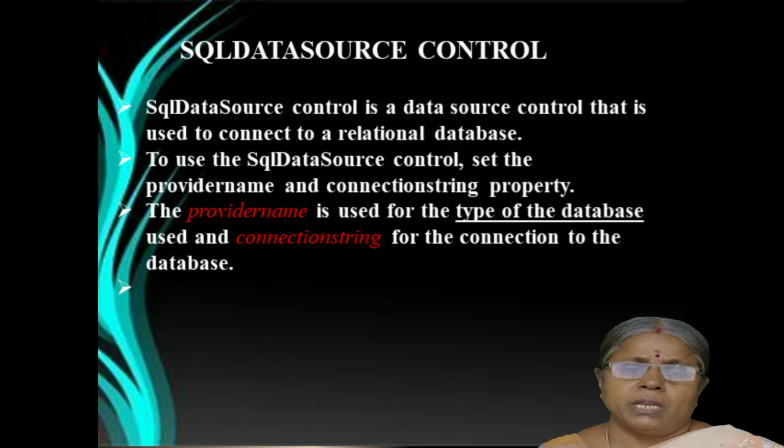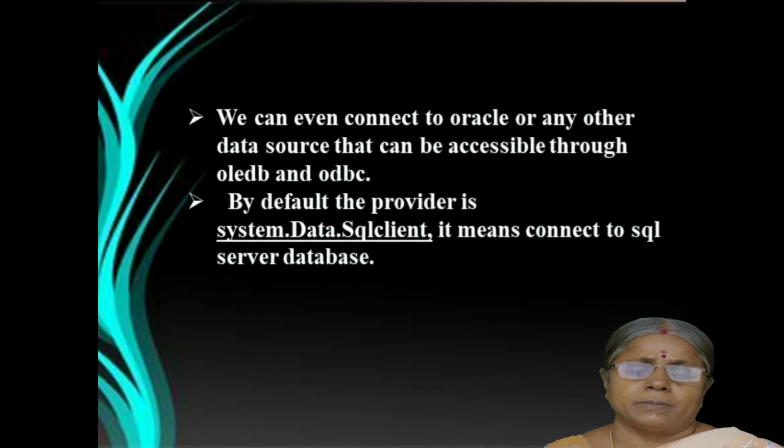Whenever we want to use a data source control with SQL data source: the SQL data source control is a data source control that is used to connect to a relational database. To use the SQL data source control, setting the provider name and connection string properties is a must. The provider name is used for the type of the database used, and the connection string is used for connection to the database. We can even connect to Oracle or any other data source that can be accessible through OLEDB or ODBC.